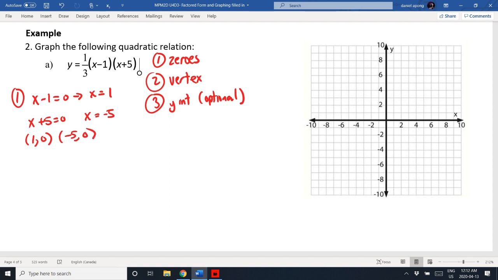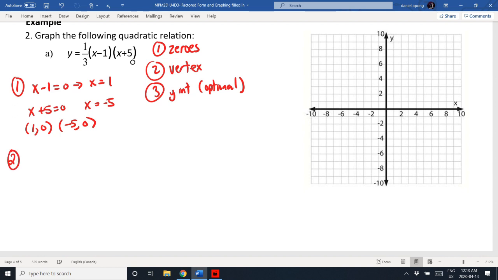And now let's find the vertex. Let's try finding our vertex and axis of symmetry. To do that, we just use the midpoint formula for our x-intercepts. So we know our x mid is going to be equal to 1 plus negative 5 divided by 2. That's negative 4 over 2. Divide that, x mid is equal to negative 2. And that's our axis of symmetry.